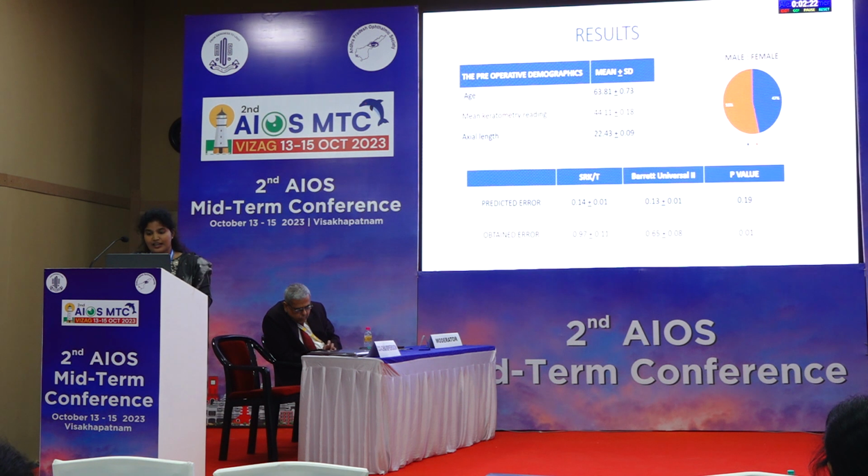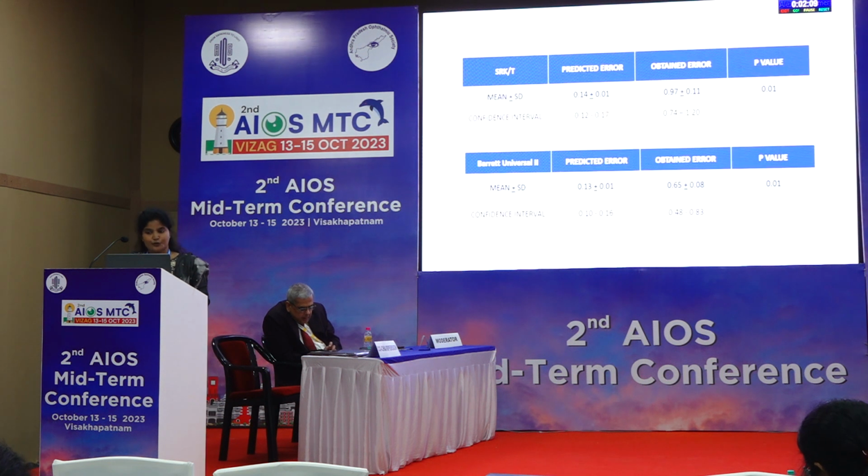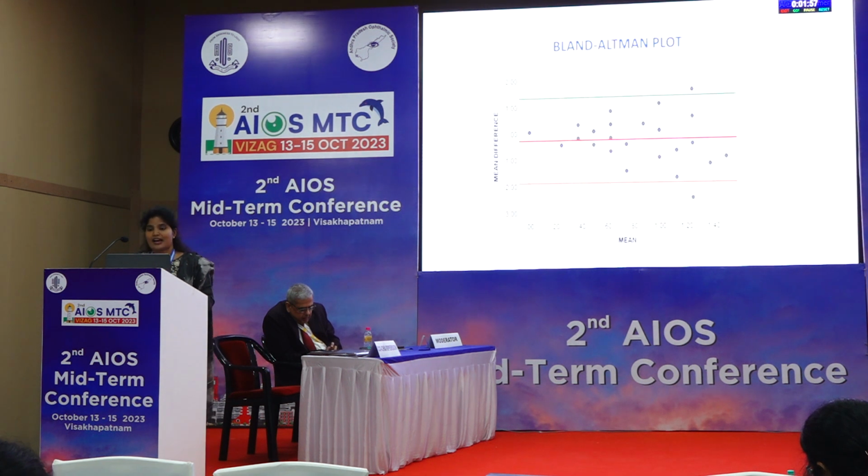The predicted error does not have a significant mean difference, whereas the obtained error between the SRKT and BU2 formulas has a significant mean difference, p-value less than 0.01. In the SRKT group, there is a significant mean difference between predicted error and obtained error. In the BU2 formula also, there is a significant mean difference between predicted error and obtained error. In the Bland-Altman plot, we can see the 95% confidence interval.